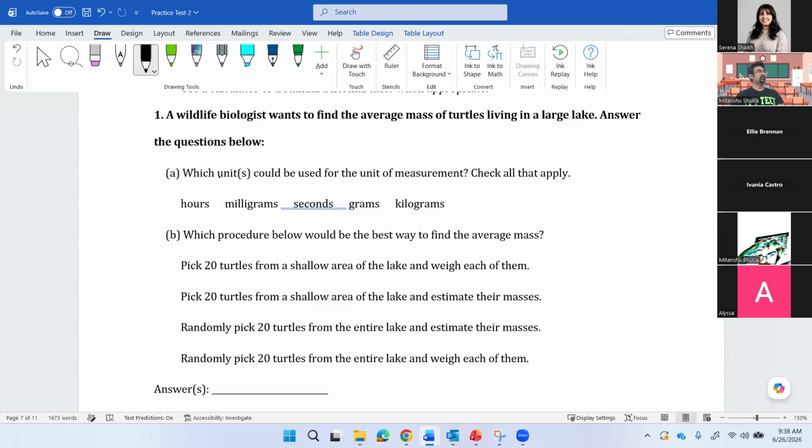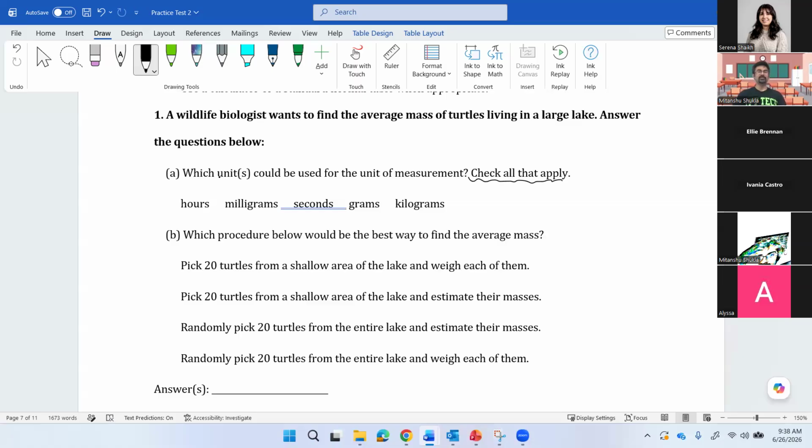I like to measure my fish in hours for sure. Wow, nobody? Are we waking up? Do we have coffee? Everybody have coffee? I'll get us started. I could probably measure my fish in milligrams.